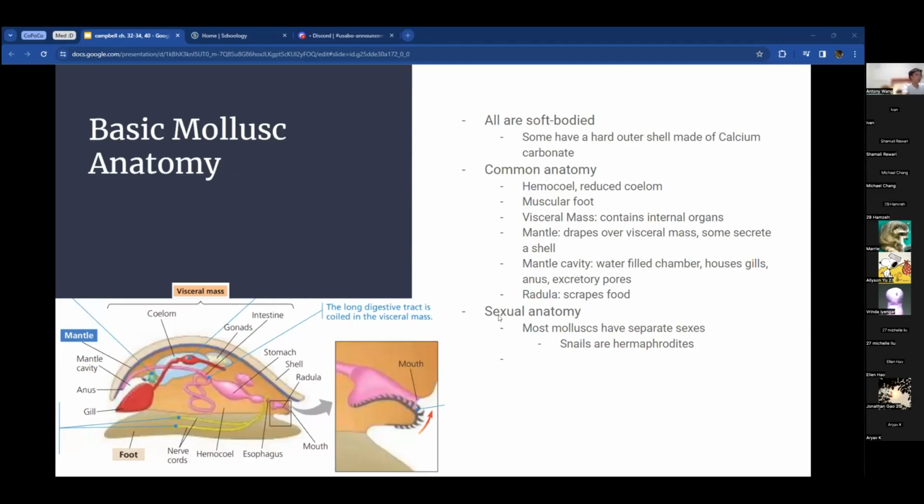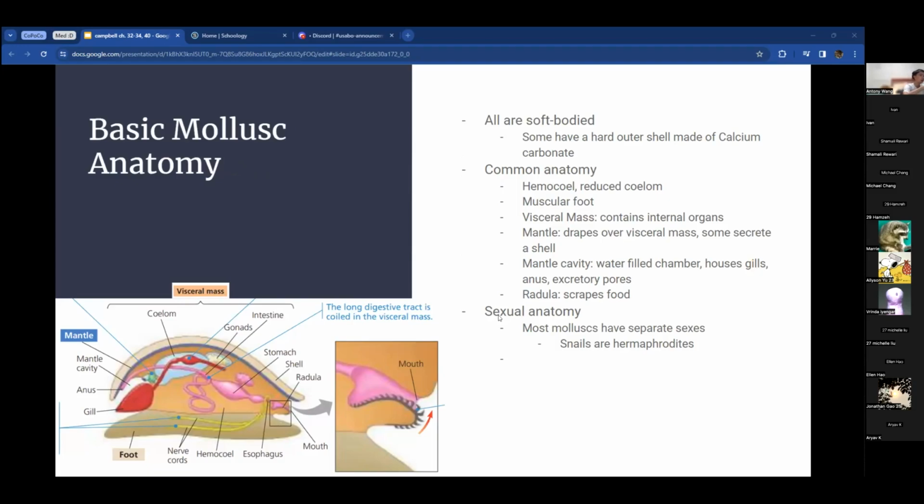Okay, mollusks. These are kind of important. All mollusks are soft bodied. So you might think, hey, snails have a hard outer shell, but their actual body is still soft. They just secrete a hard shell made of calcium carbonate.